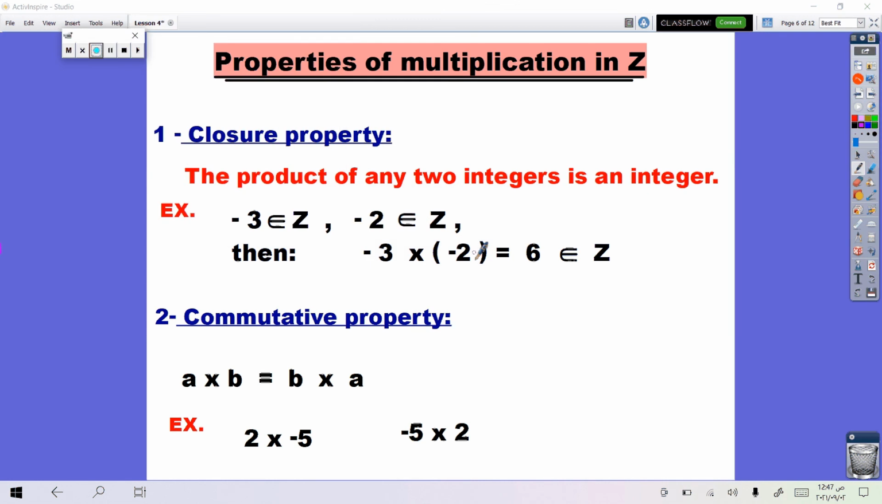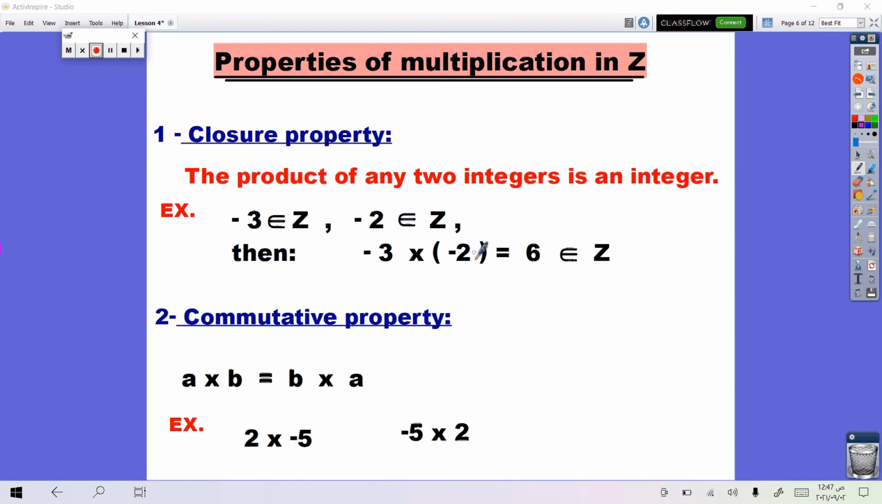Hello Primary 6. Today we will complete lesson 4 in unit 1, which is properties of multiplication. The first property is closure property. Closure property means that the product of any two integers is an integer.